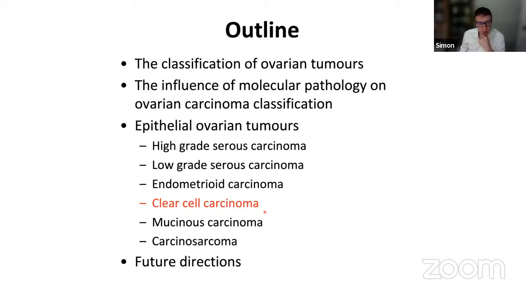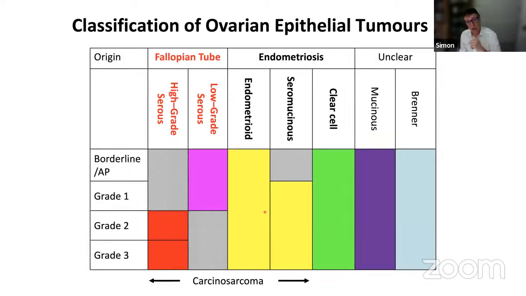Okay, a few words on clear cell carcinoma. Clear cell carcinoma, again, is often associated with endometriosis. It may also be associated with endometrioid carcinoma in a mixed tumour, and this is one of the rare situations in which true mixed tumours occur.